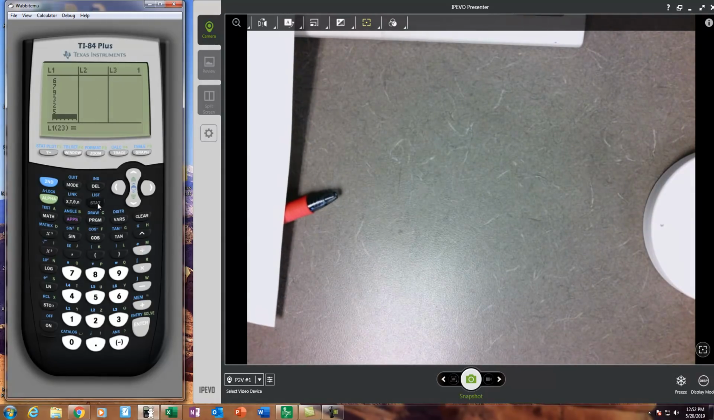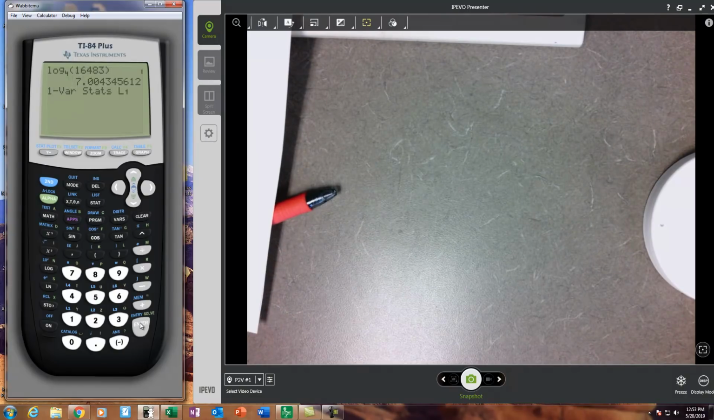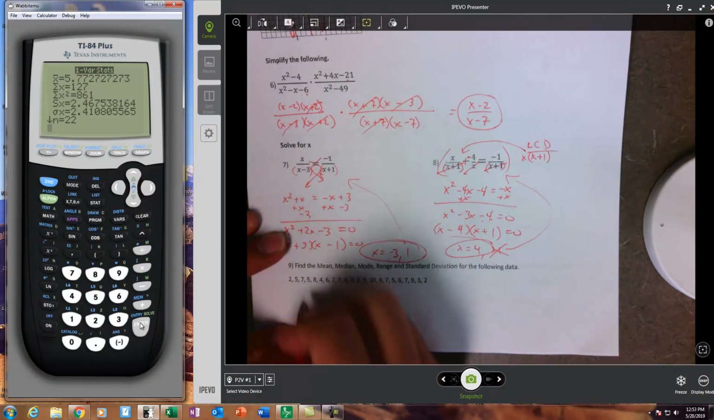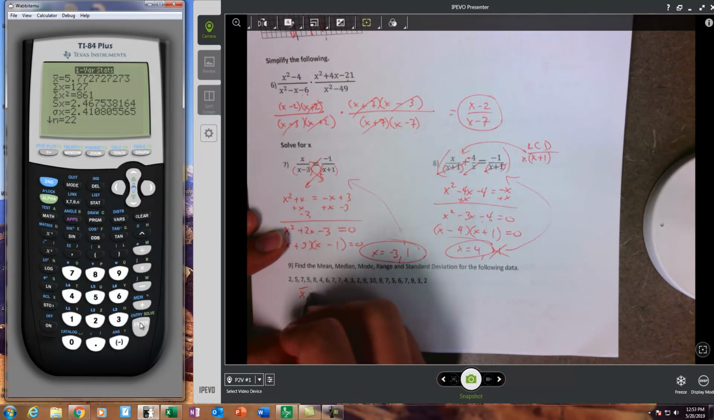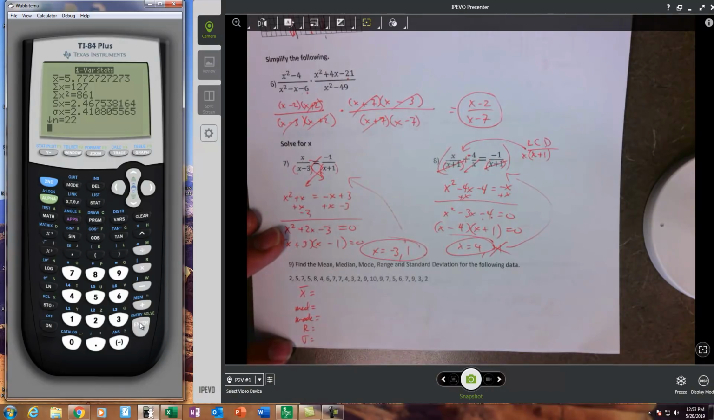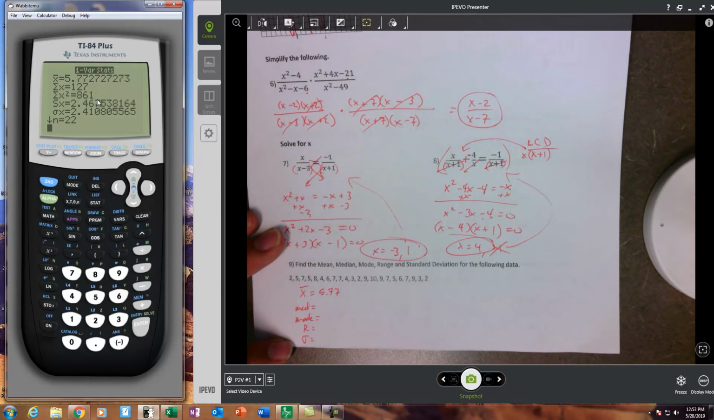But I'm going to stat, go over to calc, and I'm going to do one variable statistics. It's going to give me some specific information. First, I want the mean, median, mode, the range, and the standard deviation. Those are the values I'm looking for. The mean is given at the very top, 5.77. The range, I'll find in a second, but the standard deviation is right here. They're a funny looking sigma. It's 2.41.